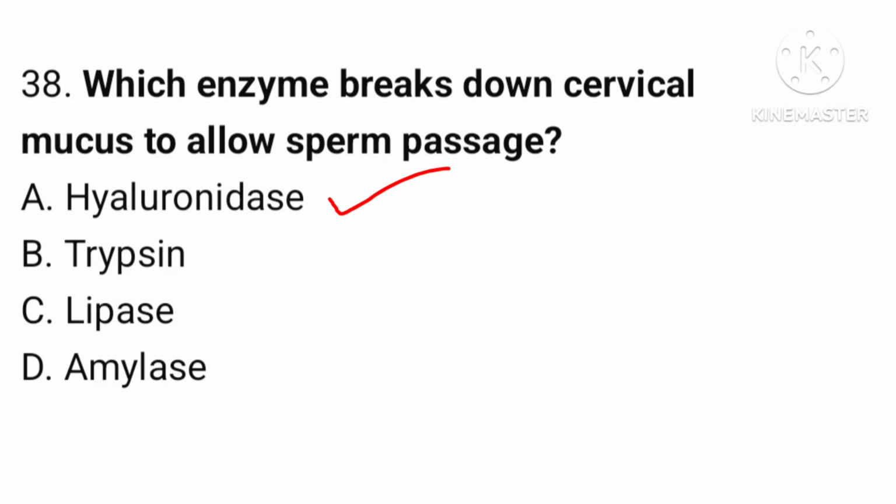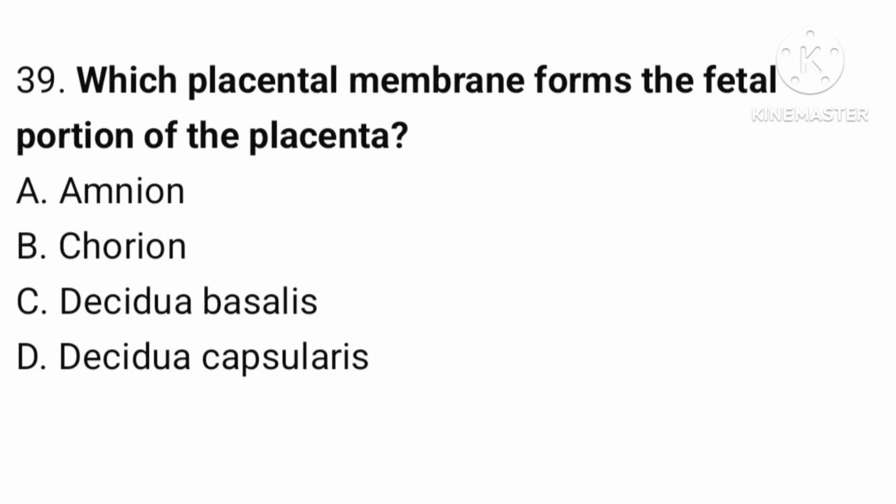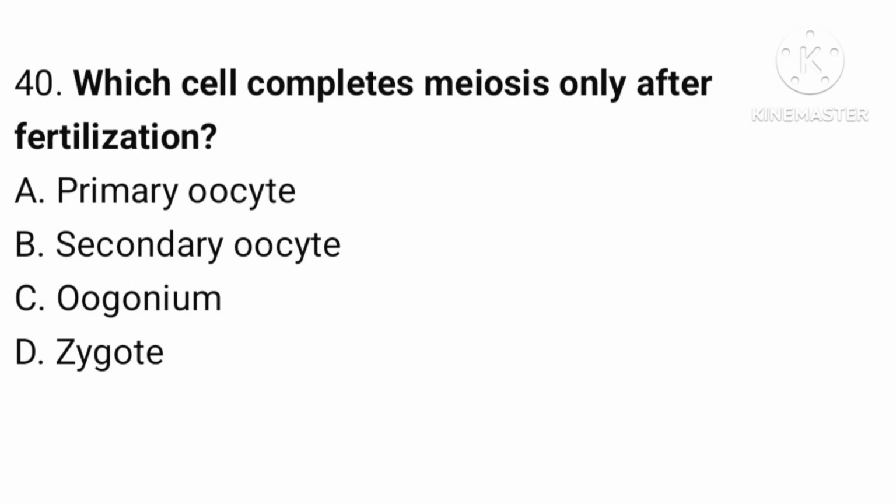Correct option is A. Which placental membrane forms the fetal portion of the placenta? Correct option is B. Which cell completes meiosis only after fertilization? Correct option is B.